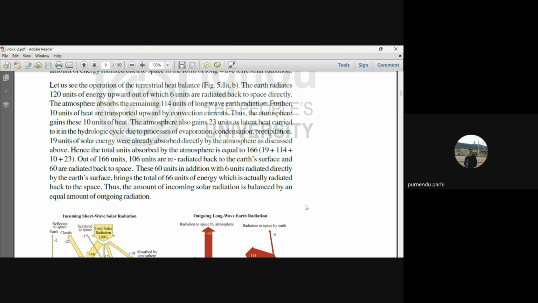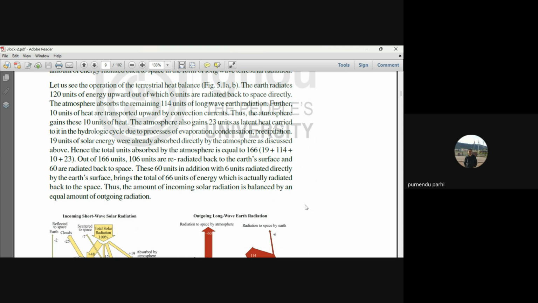Further, 10 units of heat are transported upward by convection currents. Thus, the atmosphere gains these 10 units of heat. The atmosphere also gains 23 units as latent heat carried to it in the hydrological cycle due to the process of evaporation, condensation and precipitation. 19 units of solar energy were already absorbed directly by the atmosphere as discussed above. Hence, the total units absorbed by the atmosphere is equal to 166.